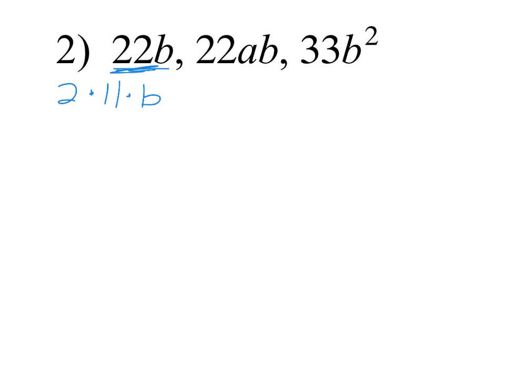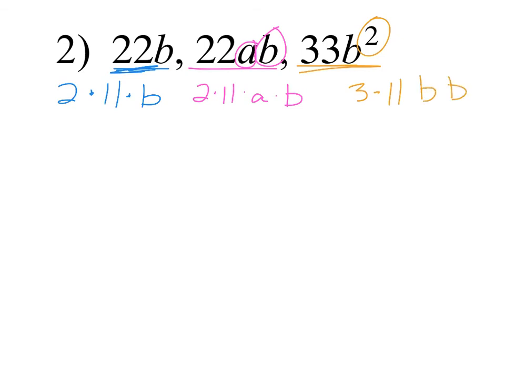If I fully factor the next one, I get something pretty similar, right? Once again, I'm going to factor the 22 into 2 times 11. This is just a singular a, a singular b. So that's the fully factored form: 2 times 11 times a times b. And last but not least, the fully factored version of the third one. To get 33 fully factored, that'll be 3 times 11. Those are both prime numbers. So that's all I can do for that. And b to the second power is b times b.